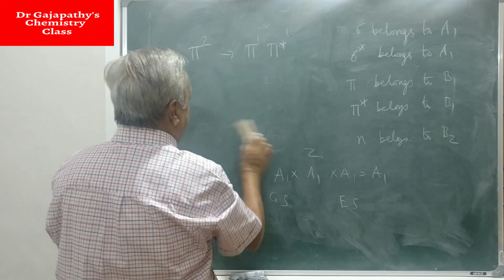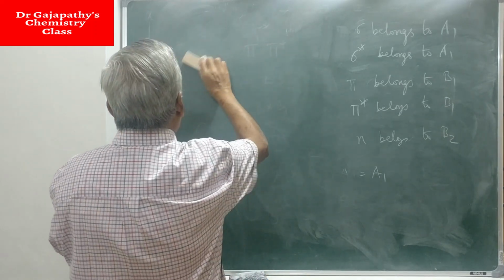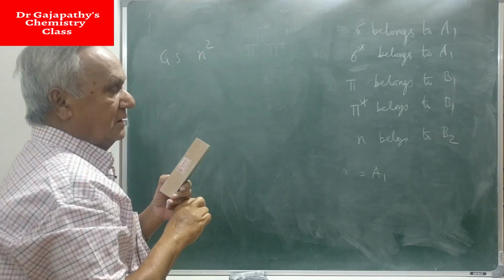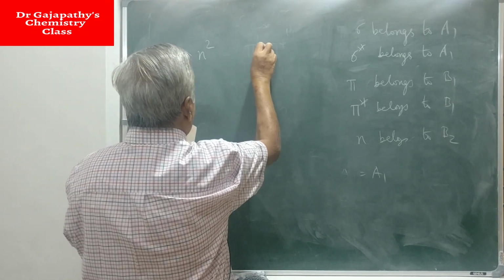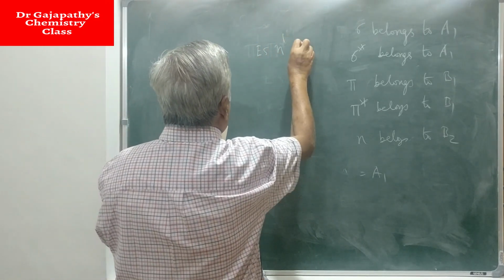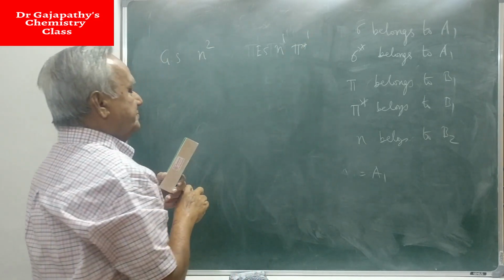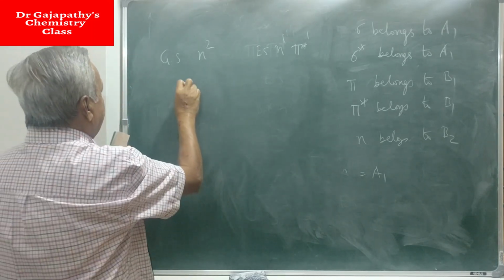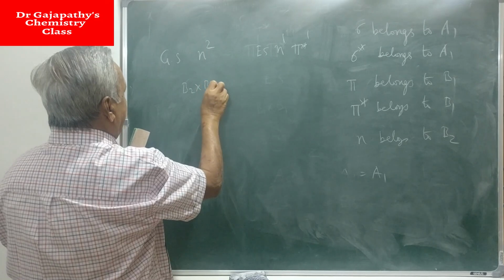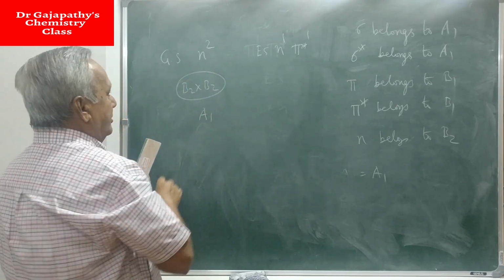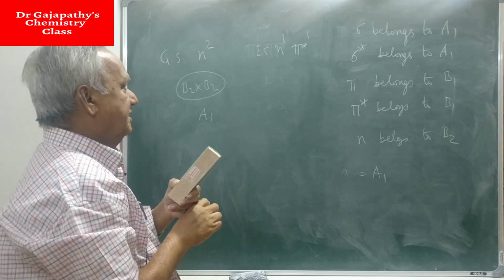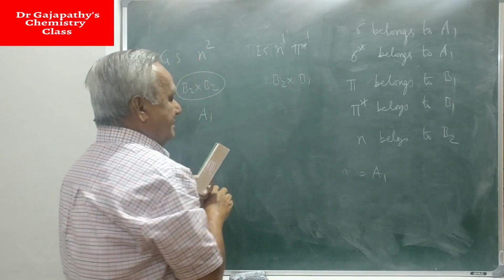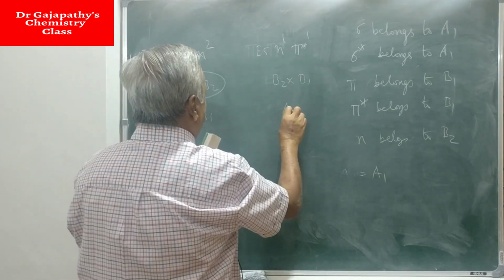So I am finding out the symmetries of the n and the pi star. My ground state is n squared. And the excited state is one electron in the n, one electron in the pi star. n belongs to B2 type. So n squared means B2 for one electron, B2 for the other electron also. So this is A1. My ground state is A1. Excited state: n belongs to B2 and the pi star belongs to B1. B2 into B1 is A2.